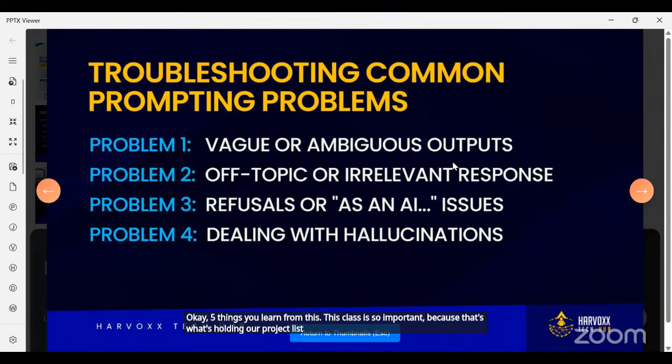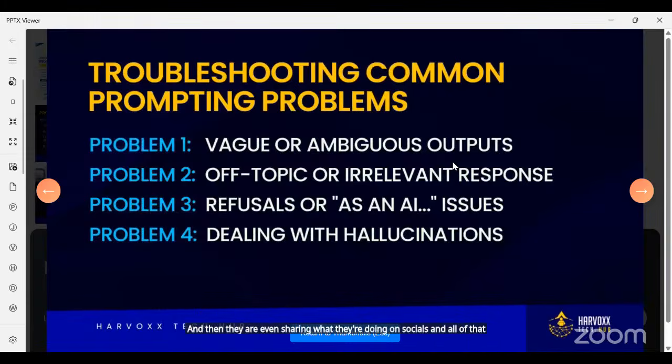Some persons have been able to make it up to 3 classes. We expect that if they are here today, they'll make it to 4. Some have been able to do 3. Some persons went back to YouTube, watched, and then they're even sharing what they're doing on socials and all of that. So that's amazing.